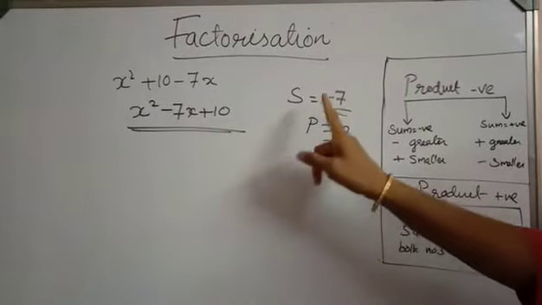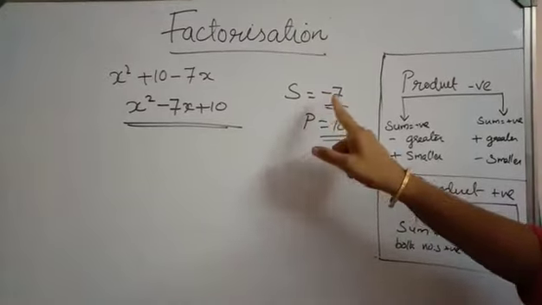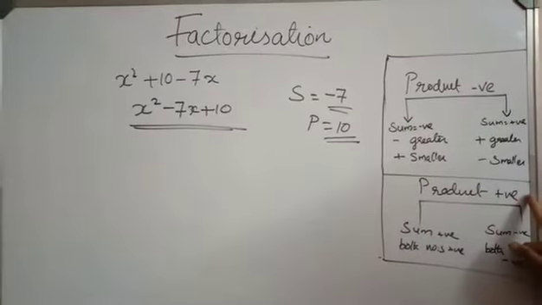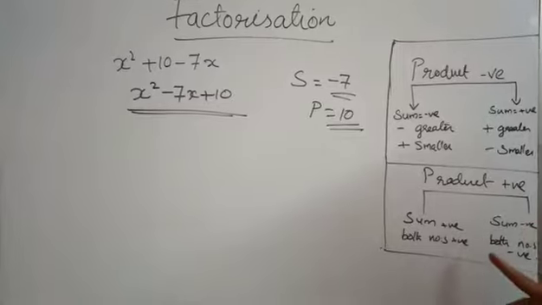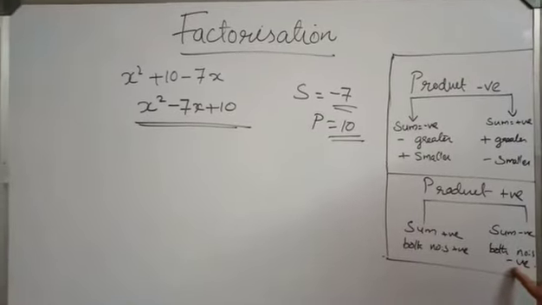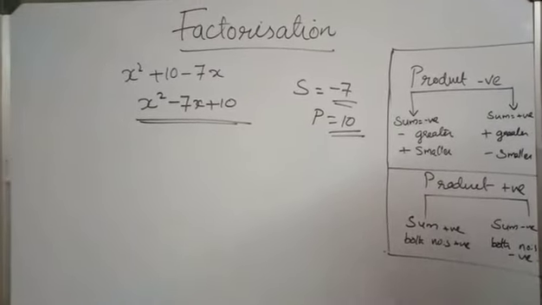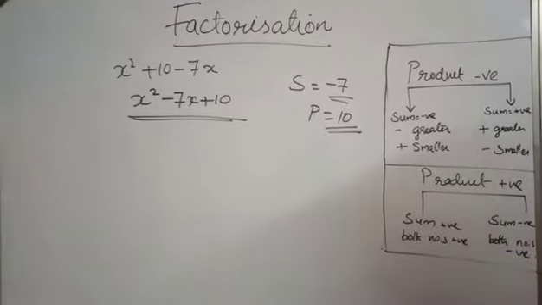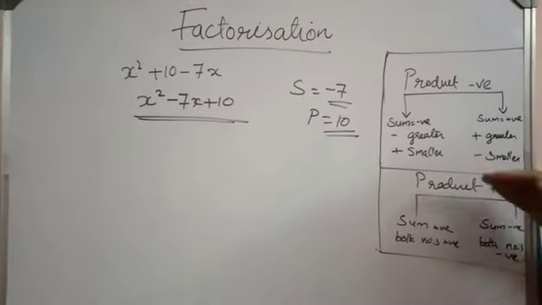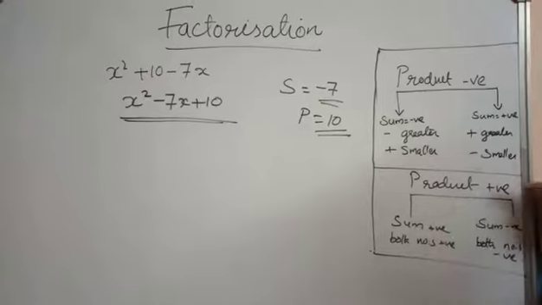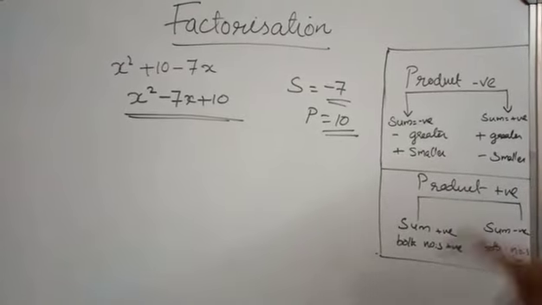Look at the sum here. The sum is negative. When the sum is negative and the product is positive, you can see that both the numbers are negative. See, when you are adding two negative numbers, again you will get a negative number as your answer. And when you multiply both the negative numbers, you will get your product as positive. Now, what's the other condition?